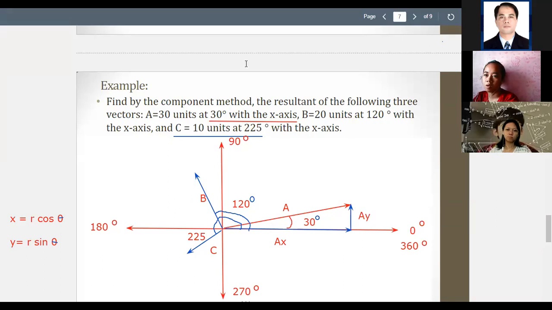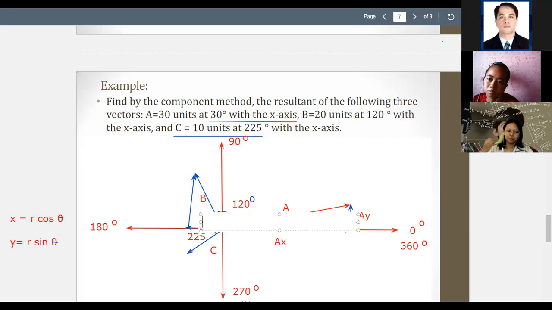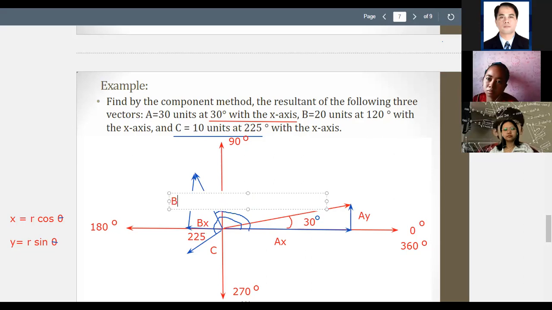Now, for B, how many components will we find for B? For B, we will also draw two components, one that is going left. And again, we will form a triangle for B. So you close this like that. Sorry, now it's kind of twisted. So one value there is BX, and the vertical one is known as your BY.